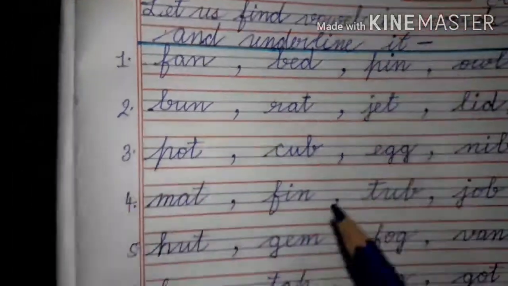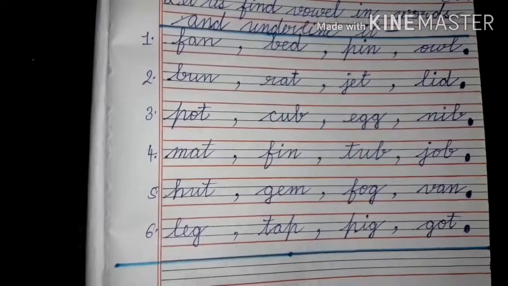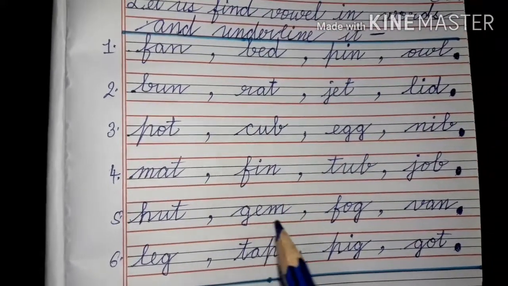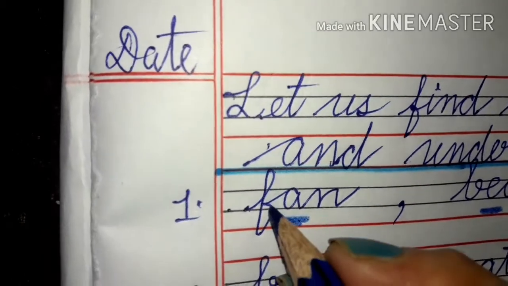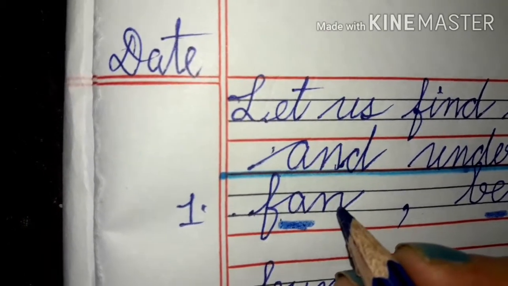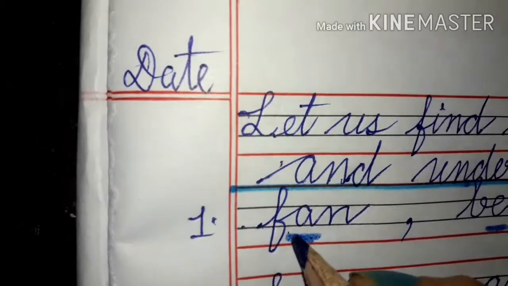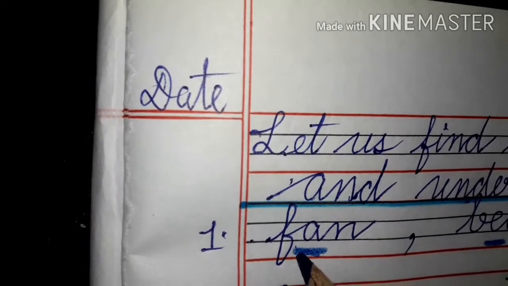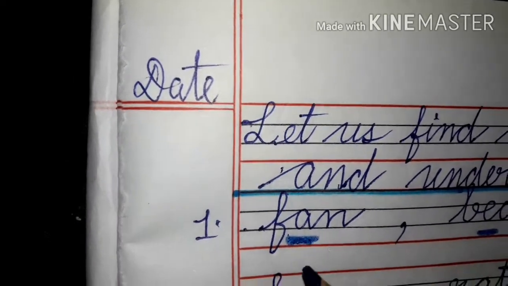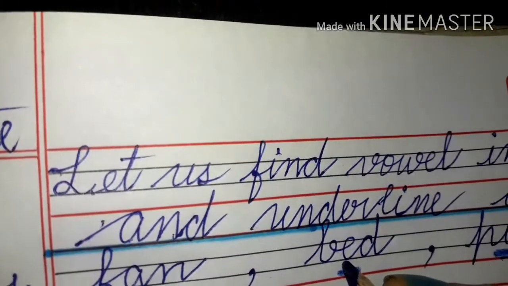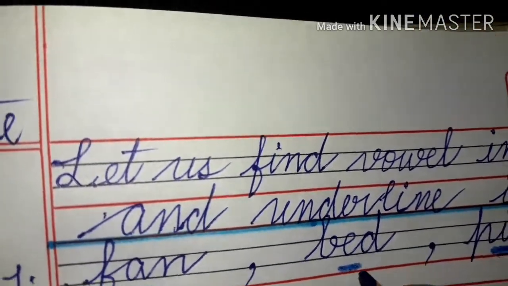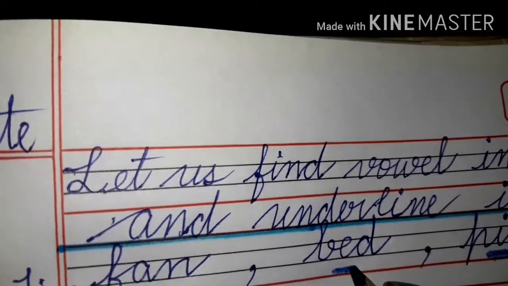Fine. So I have written a few words with all the vowels, vowel A, E, I, O, U. Let's start finding the vowel. F, A, N, fan. Where is the vowel here? Yes. A is a vowel in fan. Next word is bed. B, E, D, bed. So E is a vowel here.